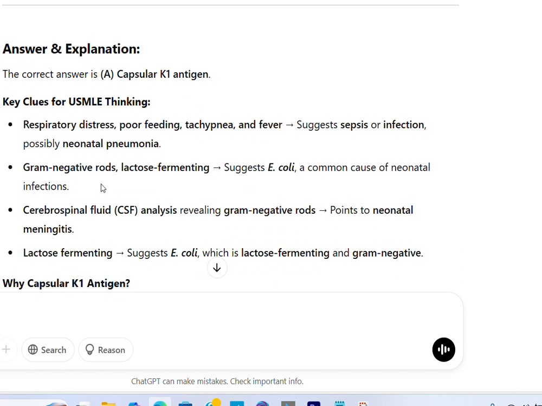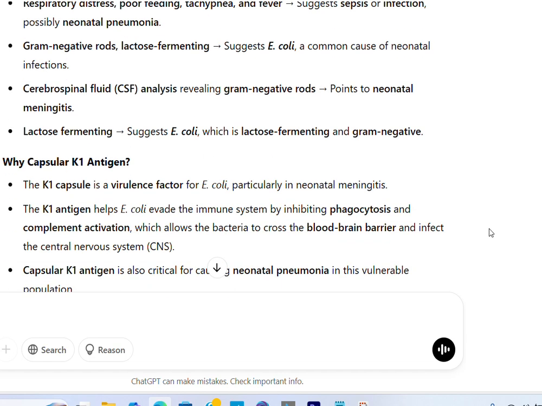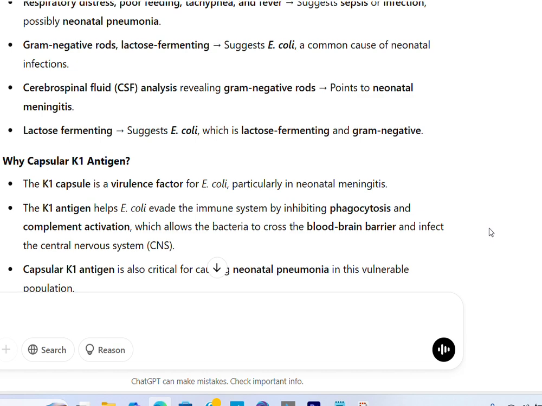Answer and explanation. The correct answer is A. Capsular K1 antigen. Key clues for USMLE thinking: respiratory distress, poor feeding, tachypnea, and fever suggest sepsis or infection, possibly neonatal pneumonia. Gram-negative rods, lactose fermenting, suggests E. coli, a common cause of neonatal infections. Cerebrospinal fluid (CSF) analysis revealing gram-negative rods points to neonatal meningitis. Lactose fermenting suggests E. coli, which is lactose fermenting and gram-negative.